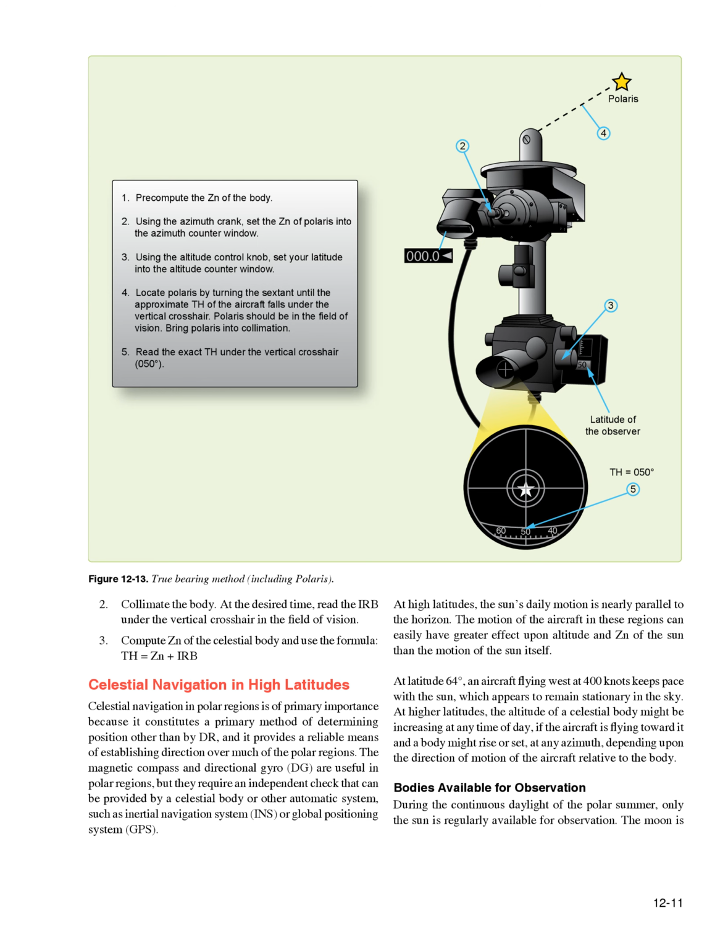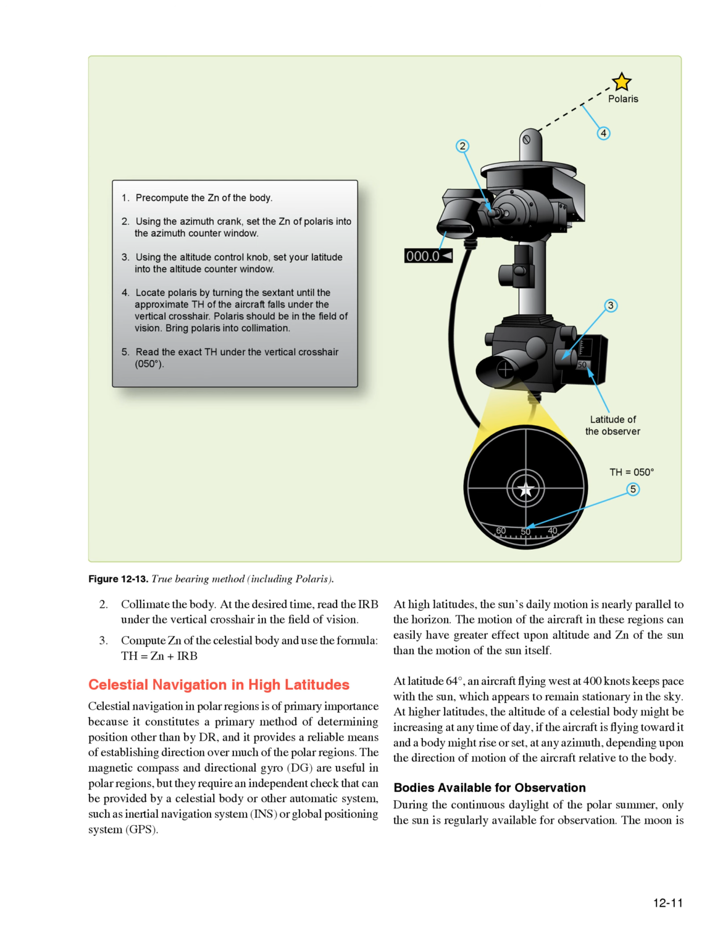At high latitudes, the sun's daily motion is nearly parallel to the horizon. The motion of the aircraft in these regions can easily have greater effect upon altitude and Zn of the sun than the motion of the sun itself. At latitude 64 degrees, an aircraft flying west at 400 knots keeps pace with the sun, which appears to remain stationary in the sky. At higher latitudes, the altitude of a celestial body might be increasing at any time of day, if the aircraft is flying toward it, and a body might rise or set, at any azimuth, depending upon the direction of motion of the aircraft relative to the body.